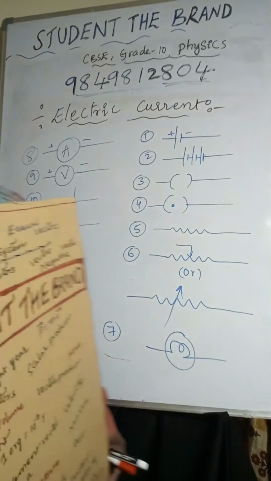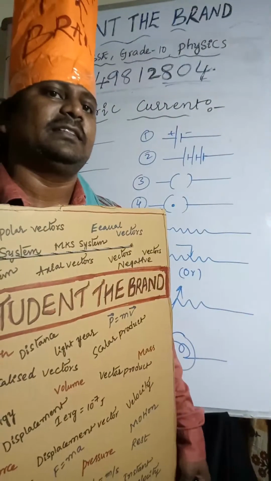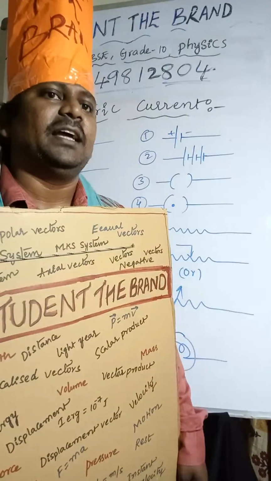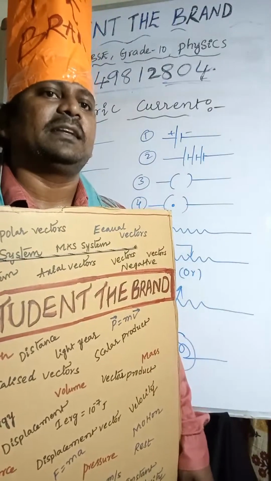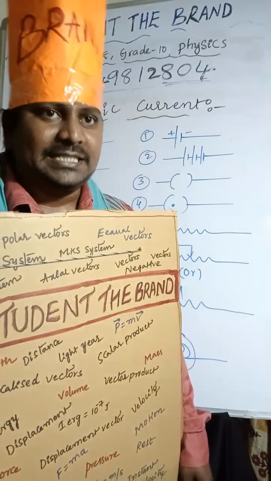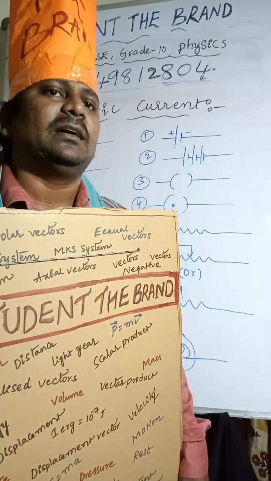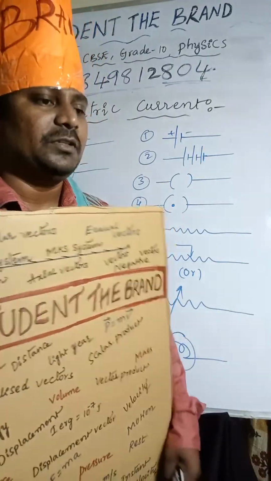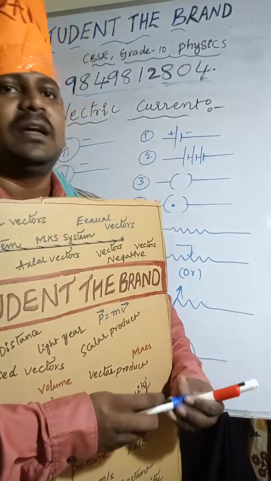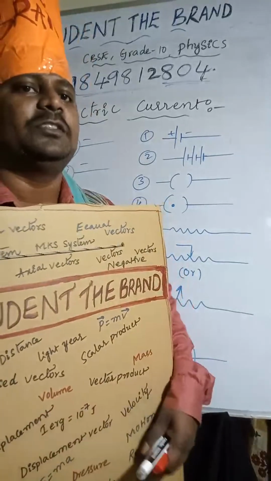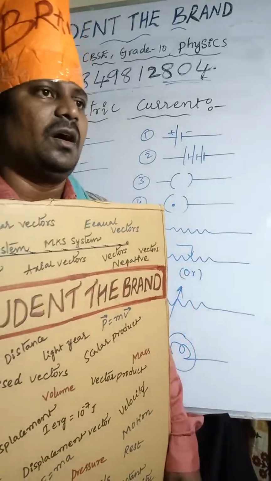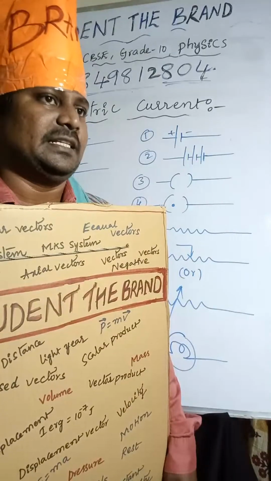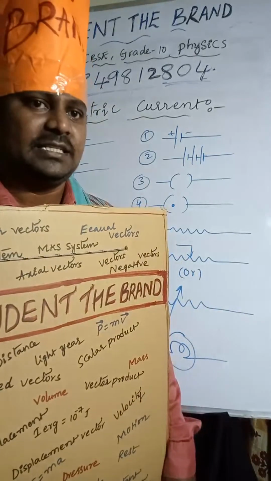So here you can see cell, battery, open switch, closed switch, resistor. Resistor is a device which is used to oppose electric current in the circuit. Resistance is the phenomenon of opposing electric current in the circuit. And the SI unit of resistance is ohm.